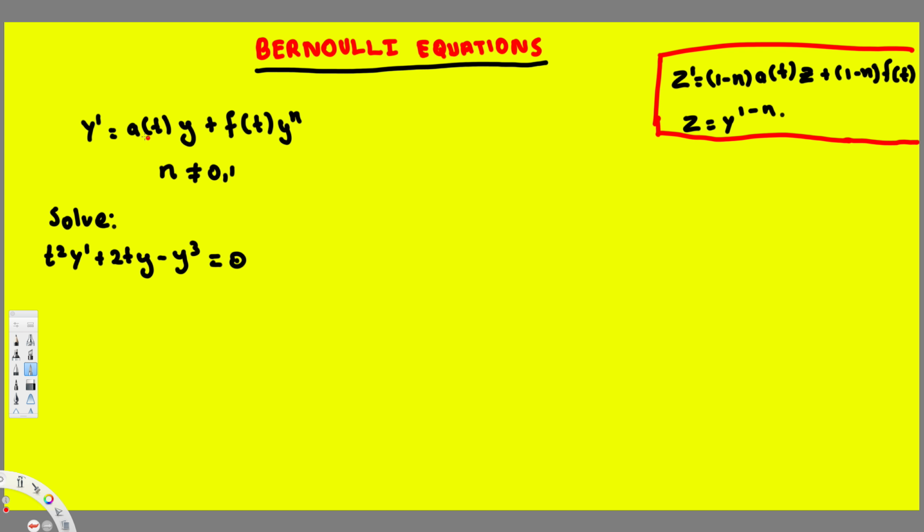So this is y prime, a function of t, and here if you look at this one, we have a function of t, and sometimes there will be no function. It's okay, but this power should be greater than 0 or 1. And here if you notice, this is 3, right? So this is definitely a Bernoulli's equation.